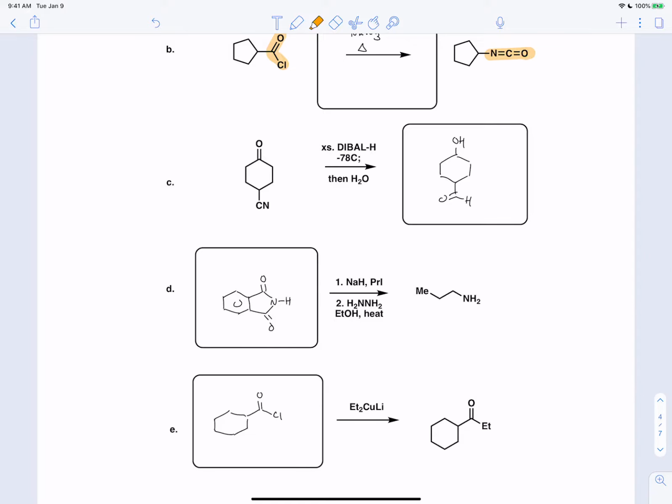Here's a reaction with DIBAL, so I think both of these elements came from a previous topic, but DIBAL and nitriles are still of relevance now. If we have DIBAL and a ketone, this can reduce a ketone to a secondary alcohol, and DIBAL will reduce nitriles to imines that upon aqueous workup get turned into aldehydes.